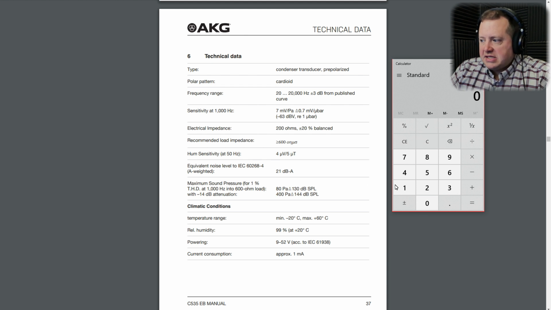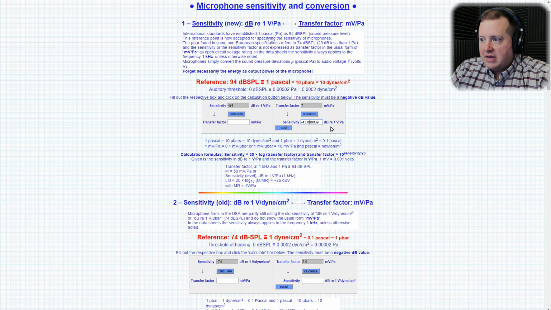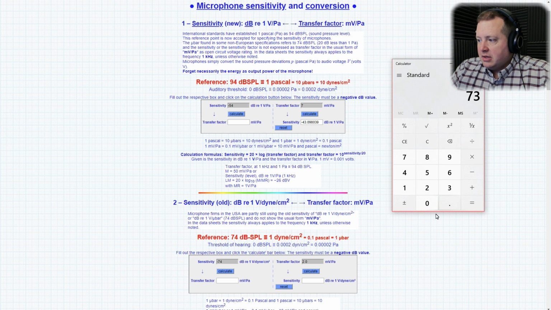Now 130 decibels is our maximum SPL. Now how far away in decibels is that from 94 dB? That is 36. So we're going to take 36 and subtract that from our dynamic range to create our signal to noise ratio. And basically 73 decibels below our sensitivity of negative 43. So let's do that math right here. Let's take this right here and subtract from that 43, and we have 116 decibels. Now, 116 is the EIN.